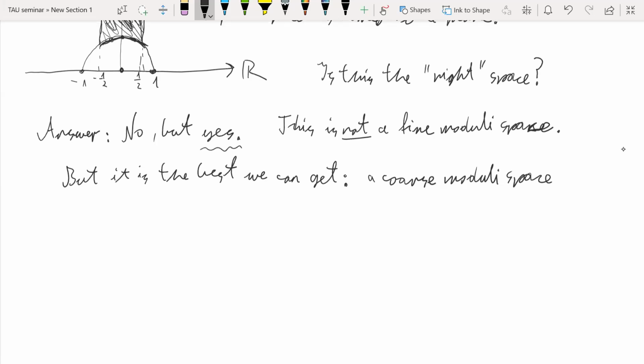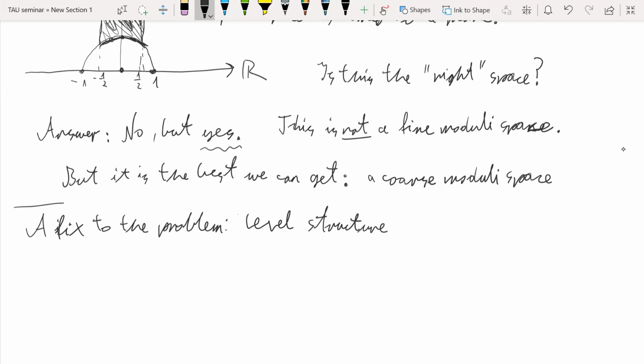All right. And in the last, hopefully, just 5 minutes, I would like to say one way to fix this issue and actually get something that is a fine moduli space. So here is a fix to the problem. It's something called the level structure. And it basically means that we are restricting the number of automorphisms that we are allowing.